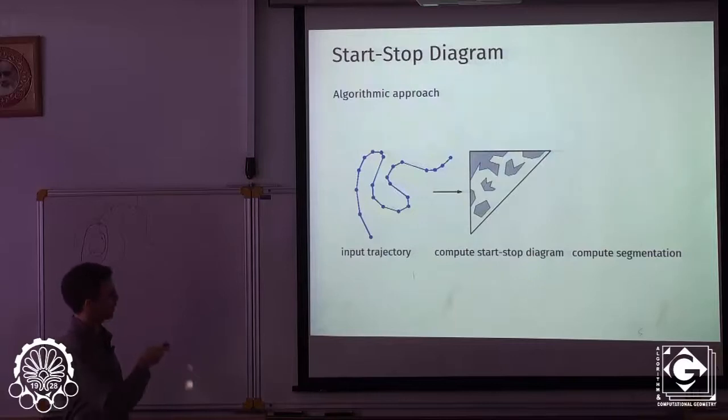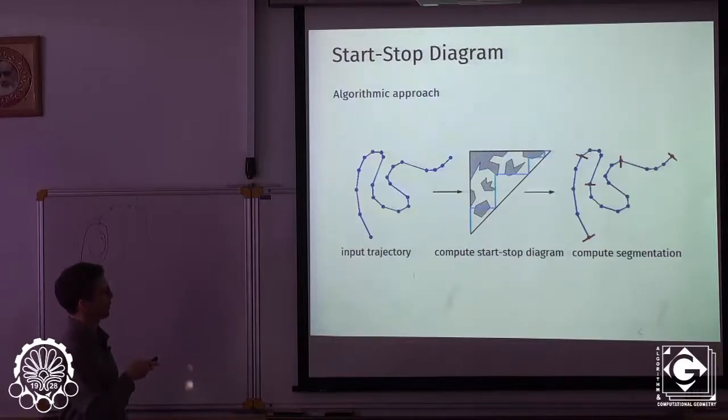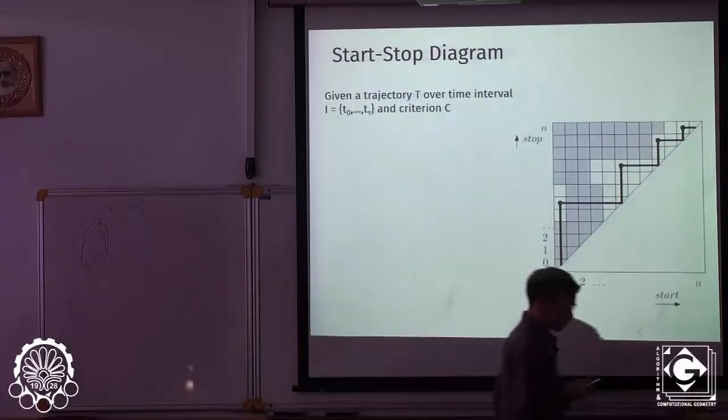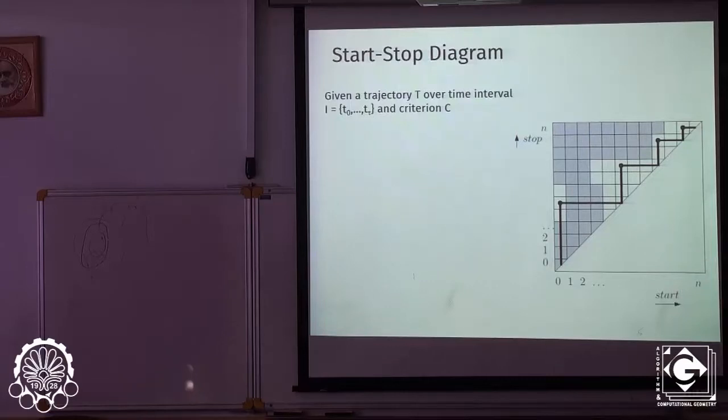And so instead, we will compute these start-stop diagrams and use those to then compute the segmentation. And the idea is very simple. So I'm given my trajectory. I have a trajectory, and I have the timestamps. And now for any possible segment, if I assume I'm only segmenting at vertices, I can check whether it's valid. So here, for instance, I'm saying the segment from the first point to then the second, third, fourth, fifth.